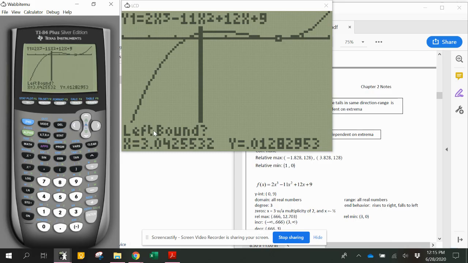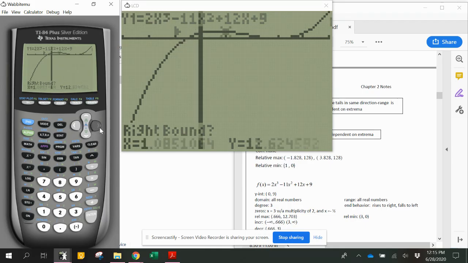So all over again, left. Scroll left of that maximum. Your calculator needs to know where to look because polynomials have more than one maximum sometimes. So anywhere left of it and press enter. Well, how far right should I look? Scroll to the right of where you think the highest point is.